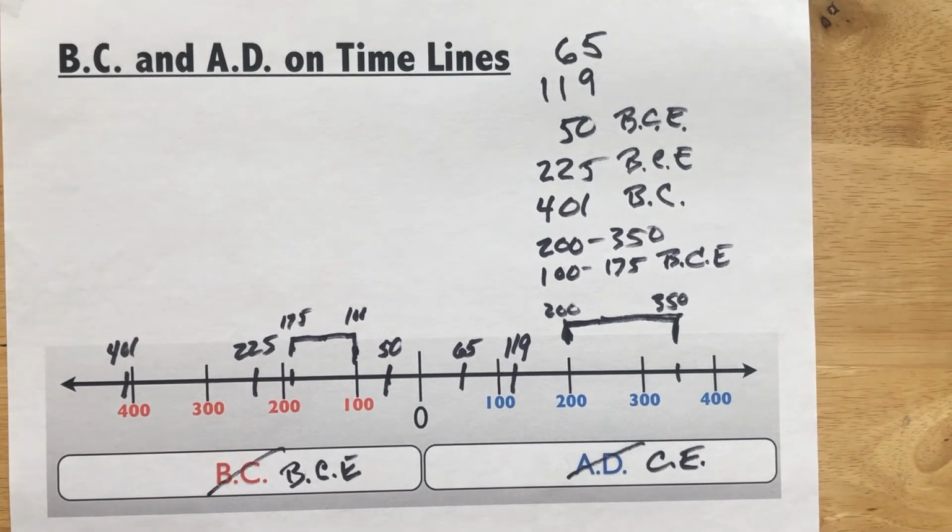So that's placing dates on BC and AD on timelines. Today it's called BCE and CE, before the Common Era and Common Era.